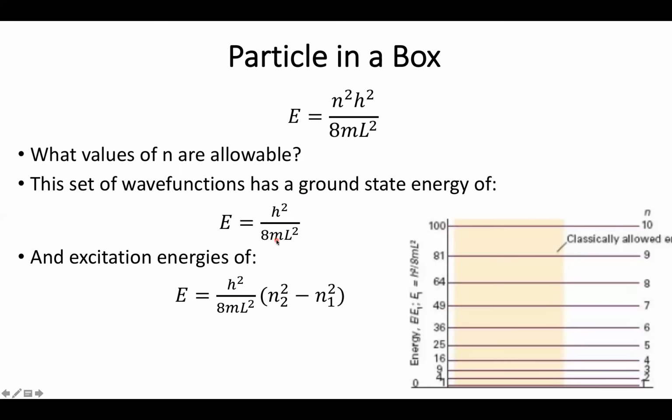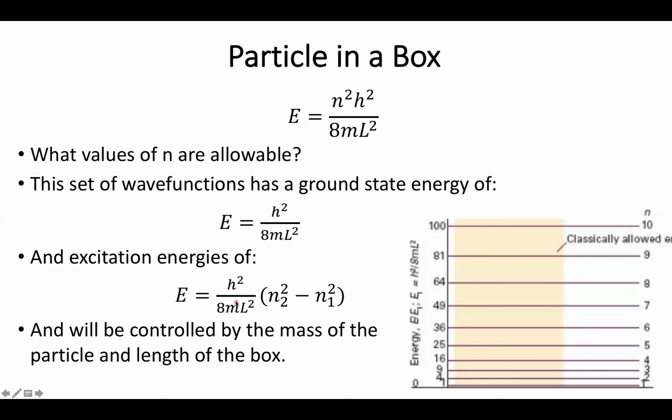We can get the energies of excitation, the energy to go from one level to another, given by our constants, h squared over 8mL squared, times the difference of the squares of the corresponding energy levels. This means I can take this energy to figure out what wavelength of light would be required to drive that excitation. Worth noting, the wavelengths of light required can be controlled by the mass of the particle being excited, often an electron, and the length of the box.